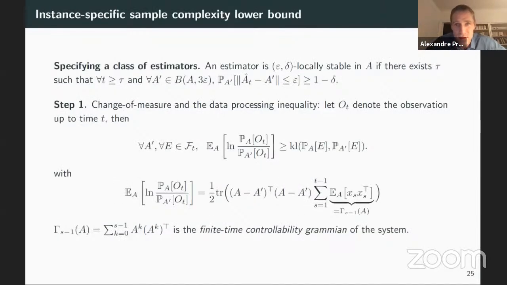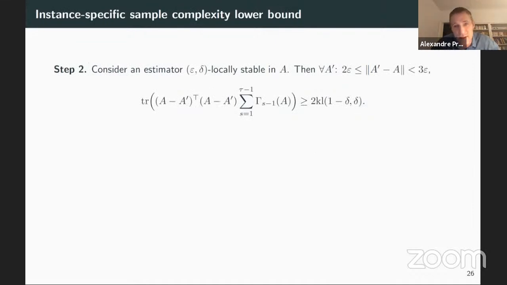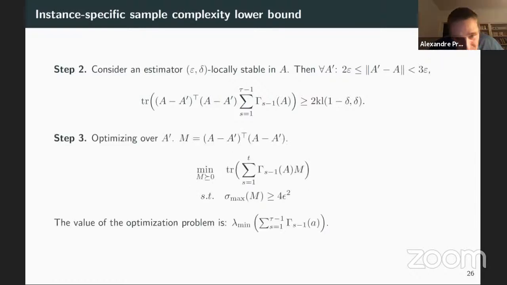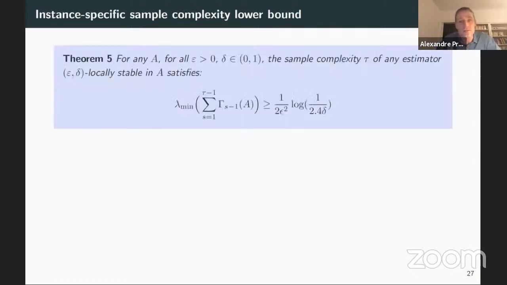All right, so that's what we did. We used the same technique to derive instance specific lower bounds, using change of measure arguments. And in this case, we are able to find explicitly the sample complexity lower bound, because the optimization problem that we get when looking at confusing parameters, or confusing systems A prime, is manageable. So at the end of the day, we proved the following lower bound that is explicit in everything, and that is kind of beautiful.